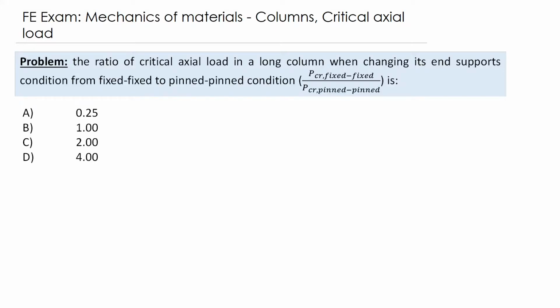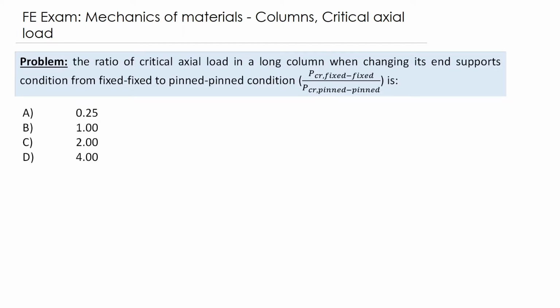Welcome back everybody. Today we will discuss a mechanics of material problem related to critical axial loads for columns. The problem is the ratio of critical axial load in a long column when changing its end support condition from a fixed to pinned condition. That is, the critical load for the fixed condition divided by the critical load for the pinned condition.